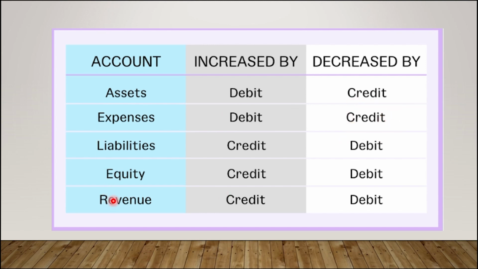If there is a decrease in the expenses, it is shown on the credit side. The other 3 types of accounts, liabilities, equity and revenue, move in the same direction. Whenever there is an increase in any of the 3 elements, it has an impact on the credit side, and whenever there is a decrease in any of these 3 elements, its impact is on the debit side.